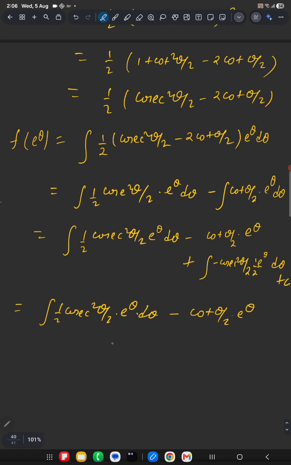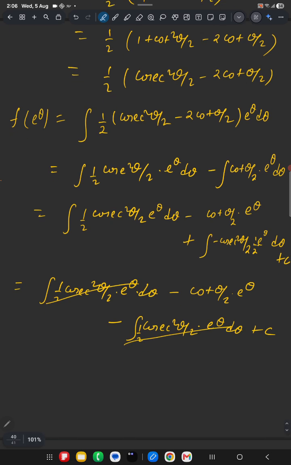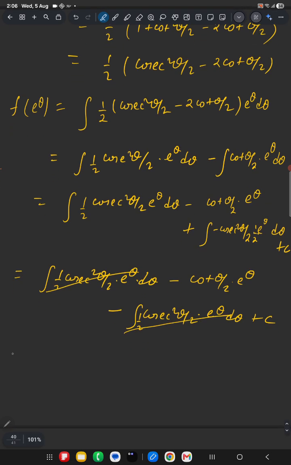This minus sign, plus minus minus, the integration of cosec square theta by 2, and half will also come here, into e^theta d theta plus c. So these two will get cancelled. Same thing is there. That is why I have not integrated that.